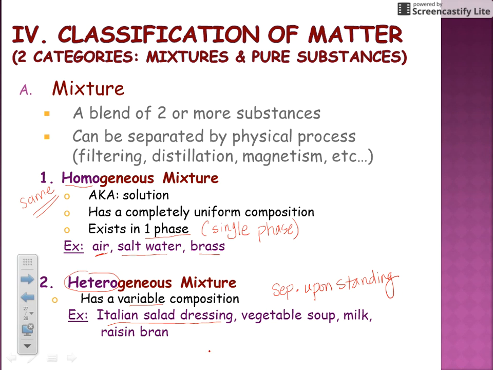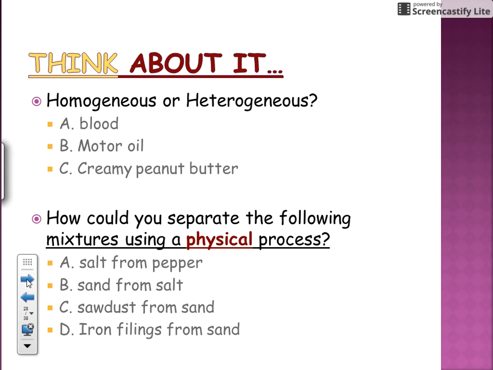Italian salad dressing, vegetable soup, even whole milk that has the fat in it, the fat will rise to the top. Raisin bran, all these are heterogeneous mixtures. So let's think about this for a second. Pause the video and you try to answer these questions and then pick up and see how you did.